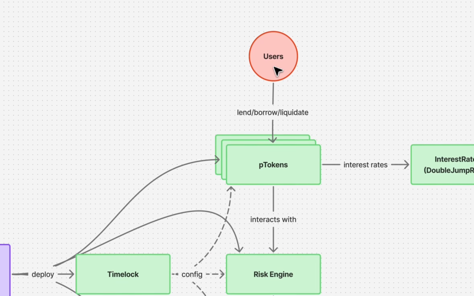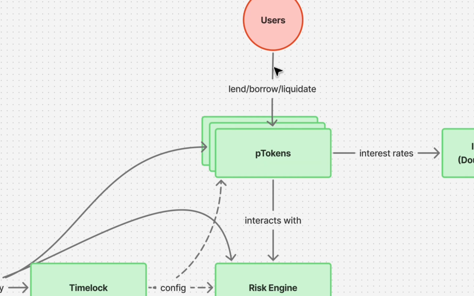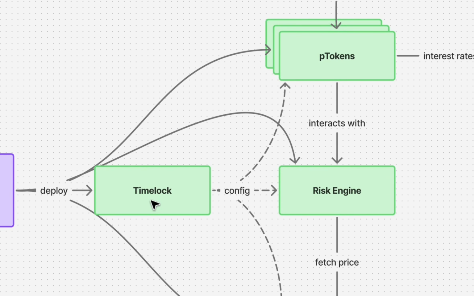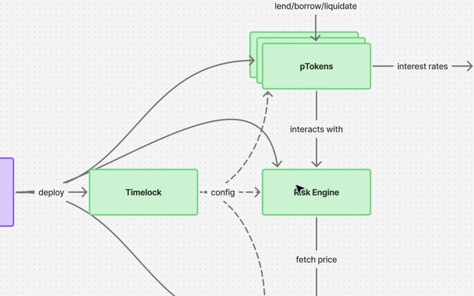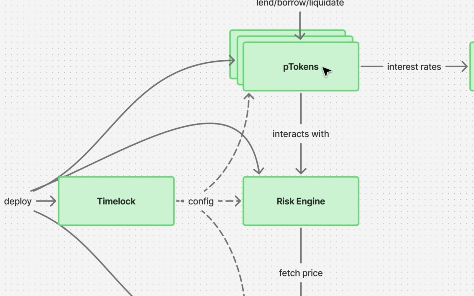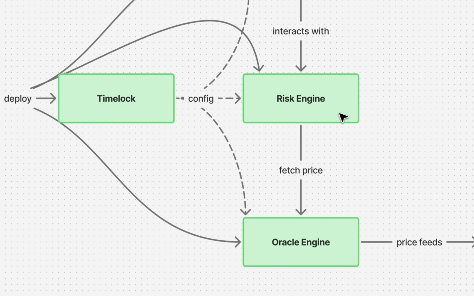So users are interacting only with pTokens, and time lock here delays configuration changes to risk and Oracle engines. You can check these dashed arrows, which show the configuration path. For runtime flow, you can see those solid arrows to trace runtime calls. Basically, pTokens ask risk engine for limits and Oracle engine for prices. Risk engine also fetches prices straight from Oracle.